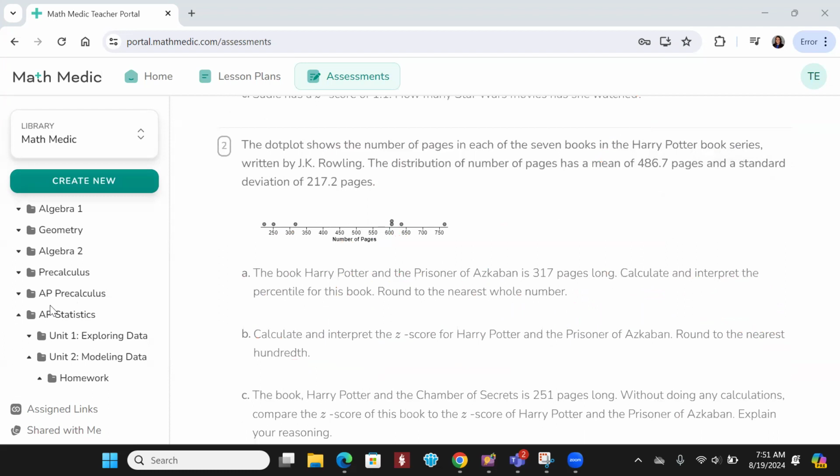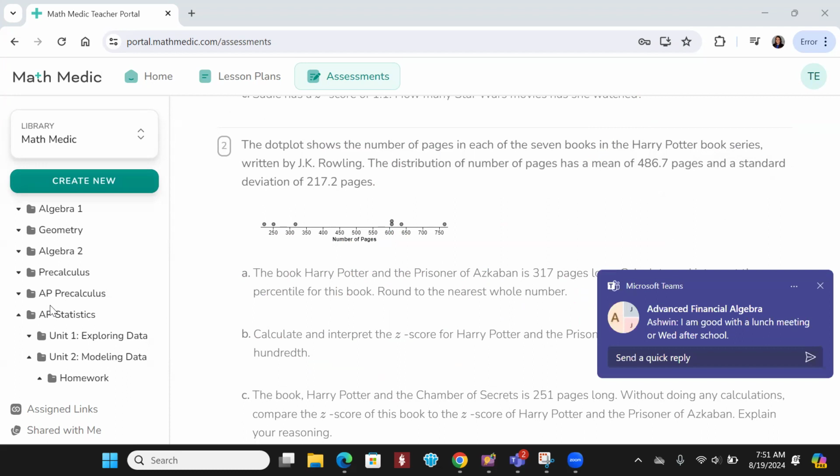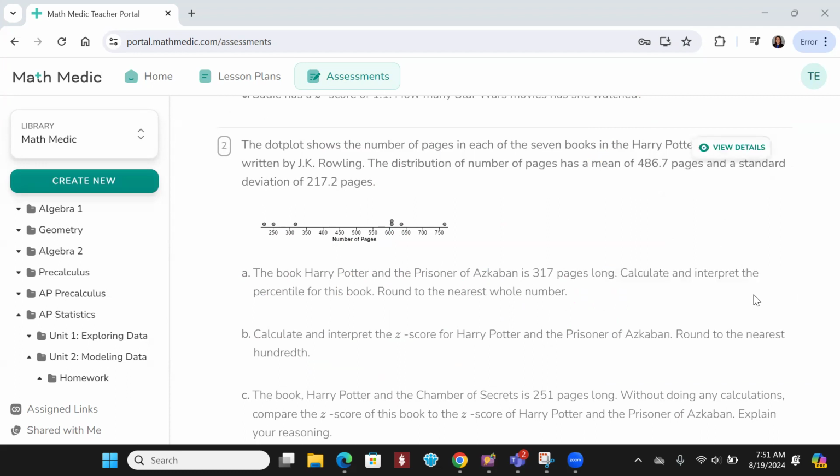All right. Number two on part A. Okay. Book: Harry Potter and the Prisoner of Azkaban is 317 pages long. Calculate and interpret the percentile. What'd you get? 43rd percentile.